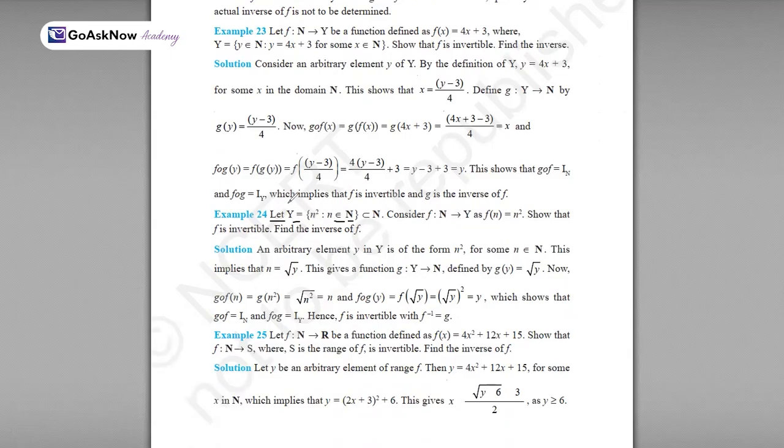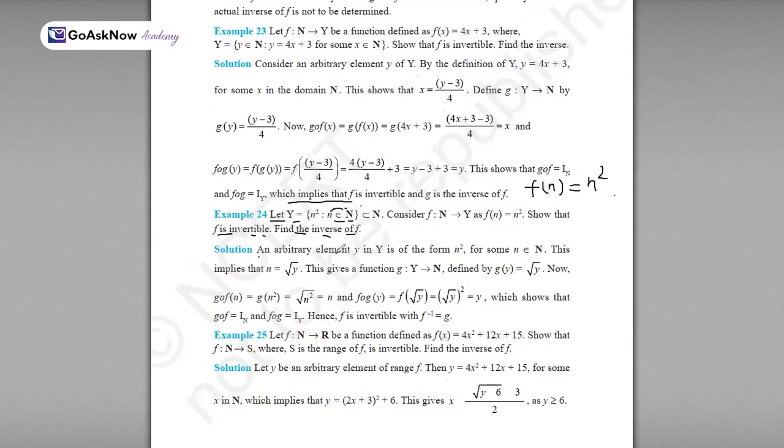Y is given as like this. f is a function mapped from N to Y as f(n) equal to n square. And the definition of the function is f(n), where n is any natural number, n belongs to natural numbers, and it is given as n square. Show that f is invertible, and find the inverse of f. So we have to show that f is invertible and we have to find the inverse of f also.